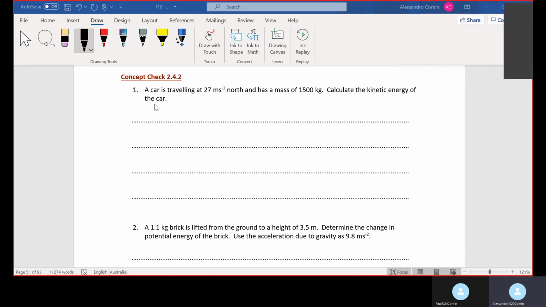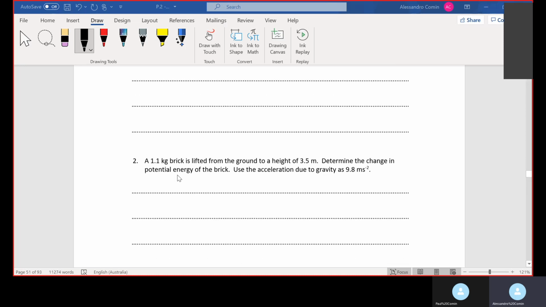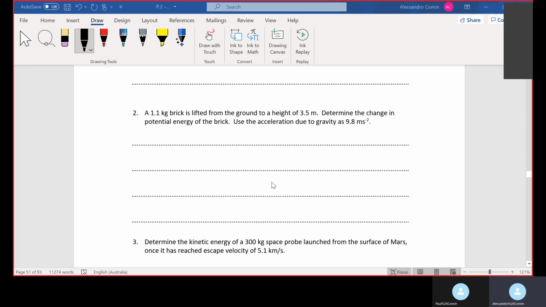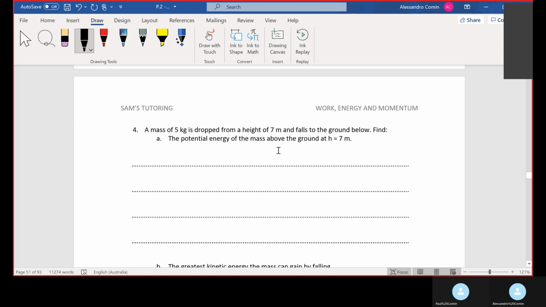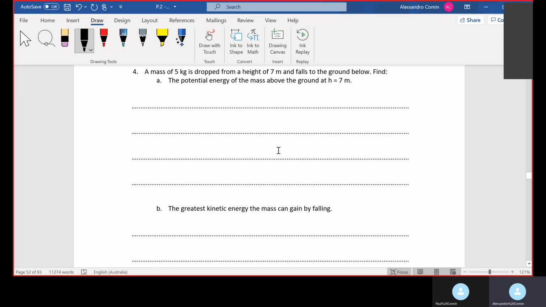Calculate the kinetic energy of the car for question 1, just plugging into the formula. Determine the change of kinetic energy of the brick, just plug into the formula. Determine the kinetic energy of a space probe, just plug it into the formula, but please note, convert kilometers per second into meters per second. Question 4 is the type of question that I want to talk about. Question 4 combines a lot of interesting things that we've covered, but not explicitly connected. So let's talk about this very quickly.